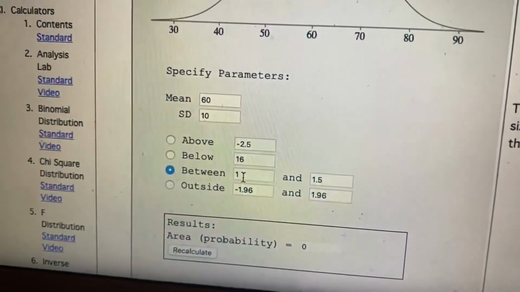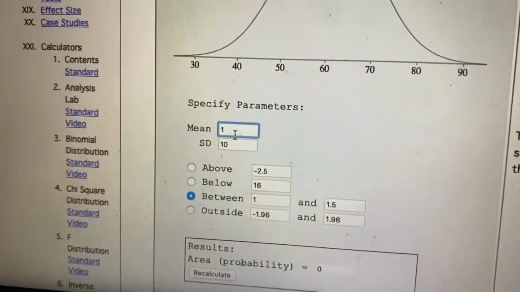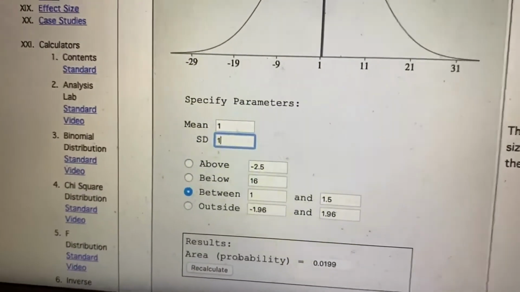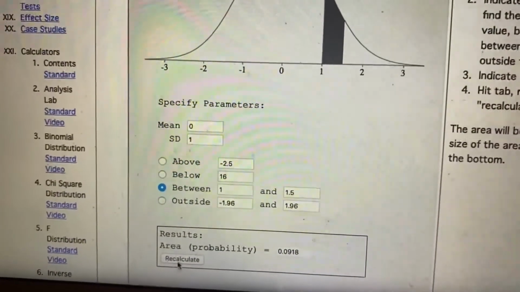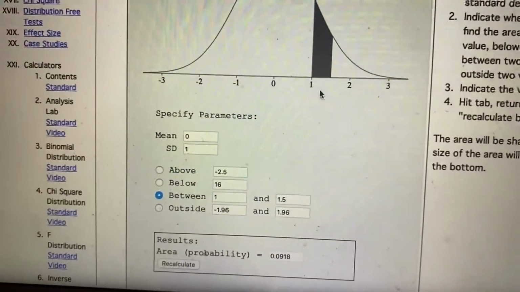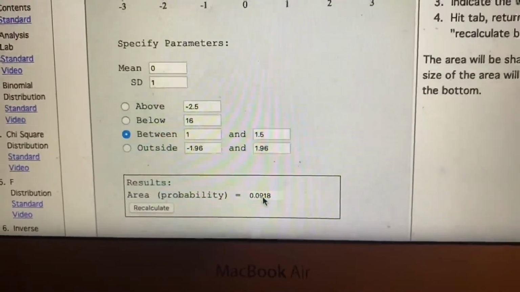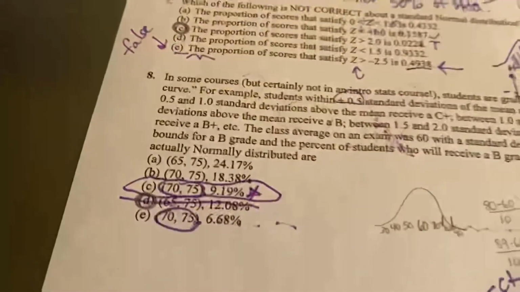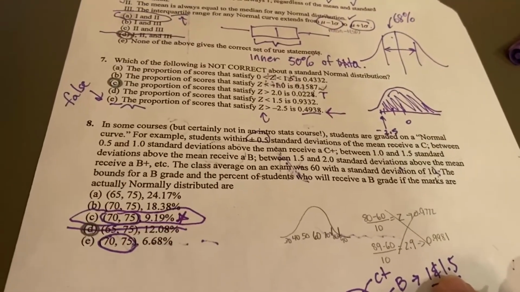So we could play with this, but the interesting thing is you could have also double checked this. If I turn the mean back to 0 and I make the standard deviation 1, and I say, well, what is the area of the curve between 1 and 1.5 standard deviations? And I get my answer, 9.19%. So we know that this is true, because that's the area under the curve between 1 and 1.5 standard deviations.